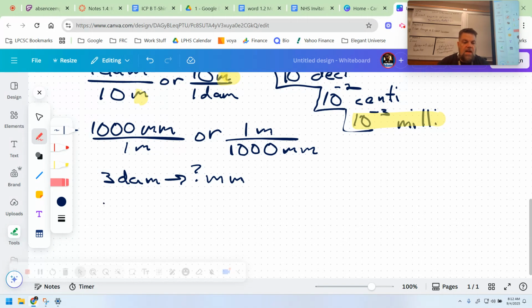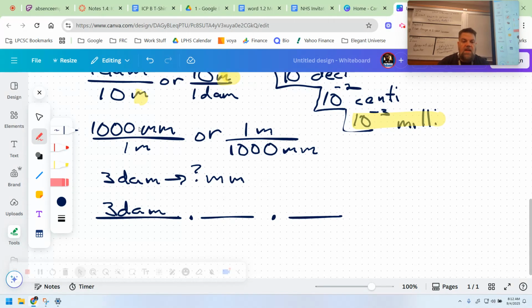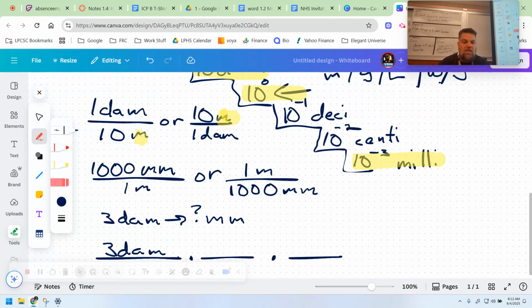So how do I do that? I'm going to say 3 decameters times a conversion factor times another conversion factor. Well, right away, I've got to think about, do I want this conversion factor or do I want this conversion factor?